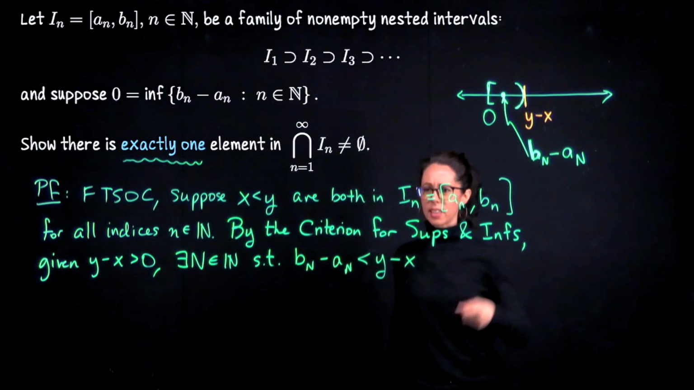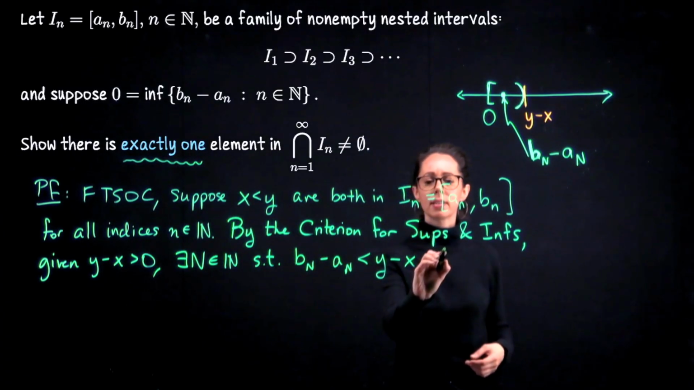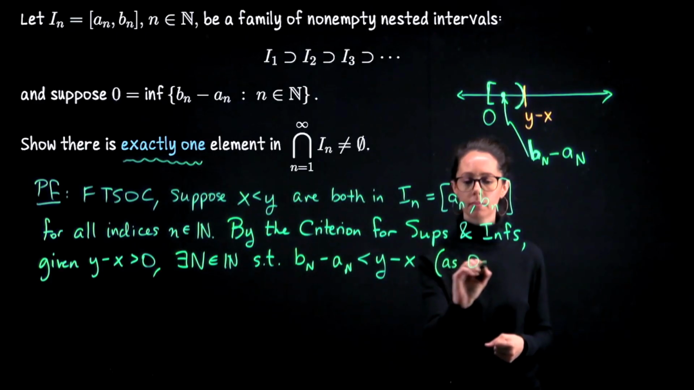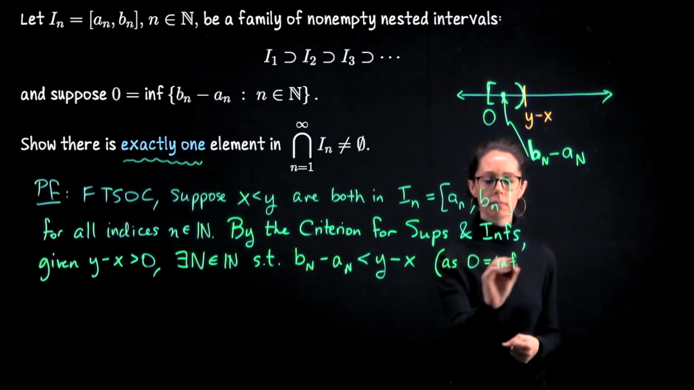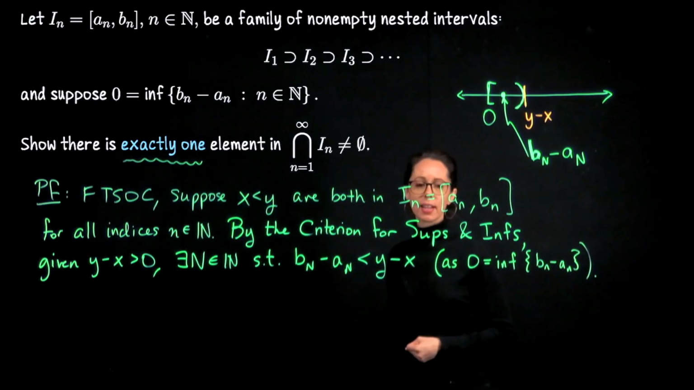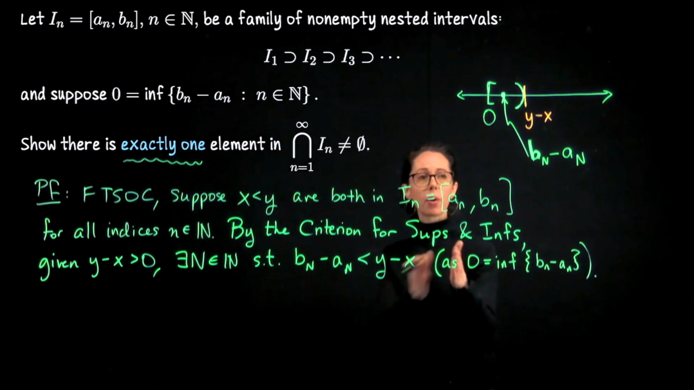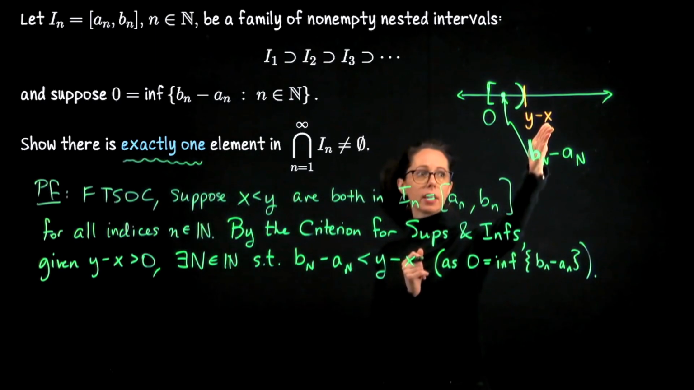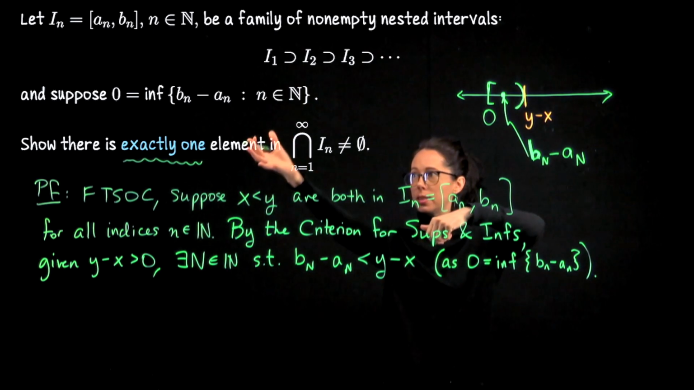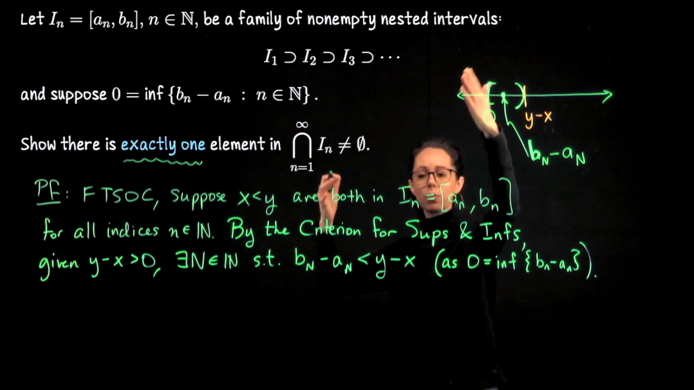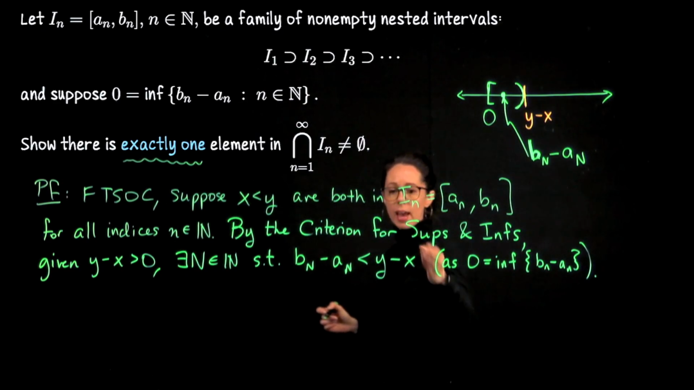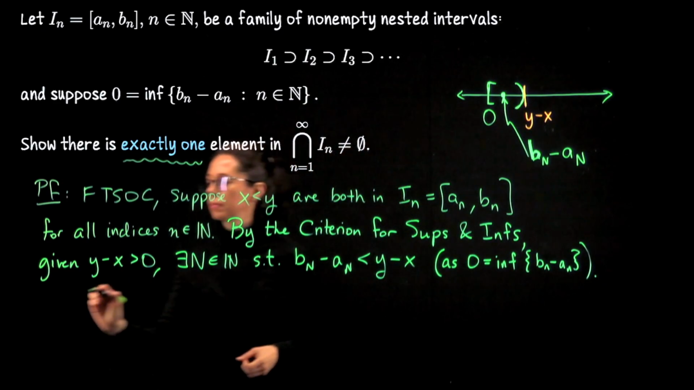I didn't exactly state why I'm doing this. Let me just add in parentheses here, as 0 is the infimum of the set. You might want to reword that sentence a little bit. So from 0, I slid to the right, landing exactly on the number y minus x. By the criterion for sups and imps, there has to be something from the set, for which 0 is the infimum, to the left of y minus x. That gives me this statement. However, x and y are both in I sub n.